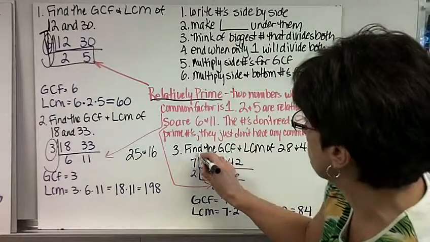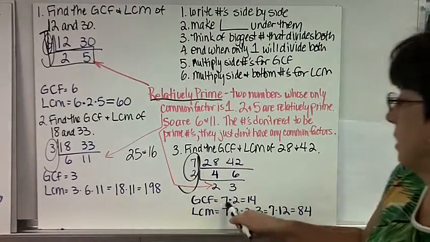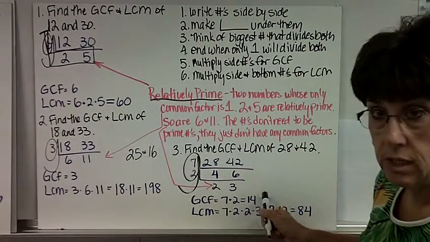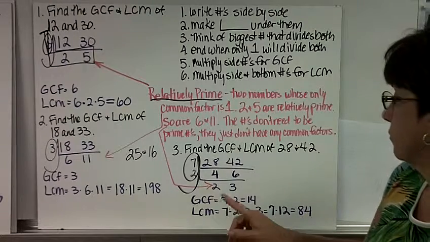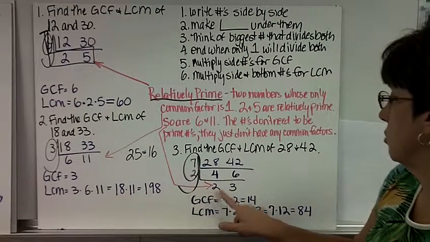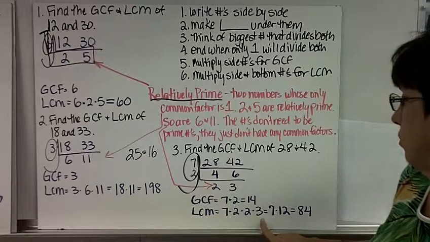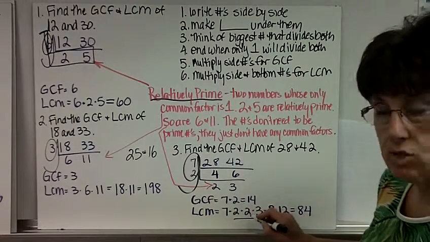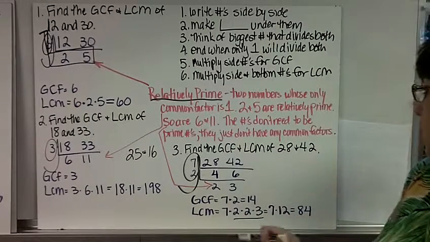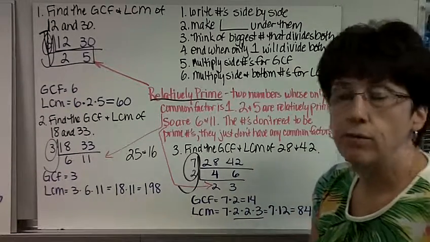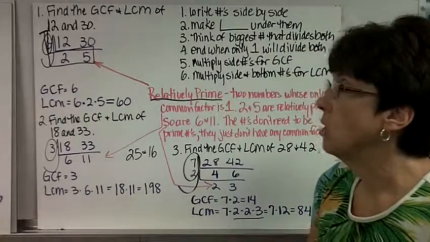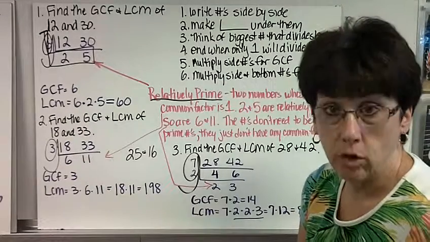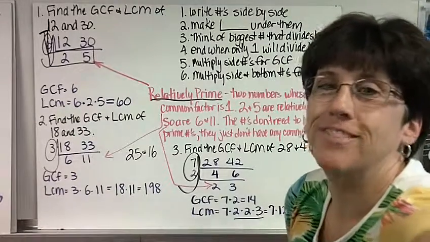My greatest common factor, finally I get to multiply something. 7 times 2 is 14. My least common multiple, I'm going to do 7 times 2 times 2 times 3, and I'm going to rearrange these and just say this is 12, and do 7 times 12, because it's easier for me, is 84. And that's it for greatest common factor and least common multiple. We will have one more that includes variables, but that's a different video. That's it.